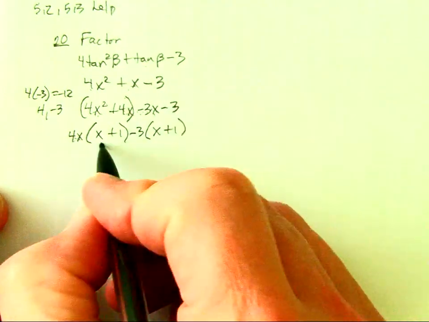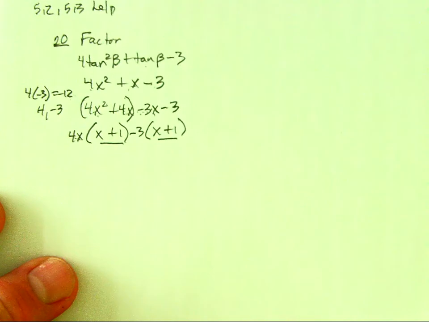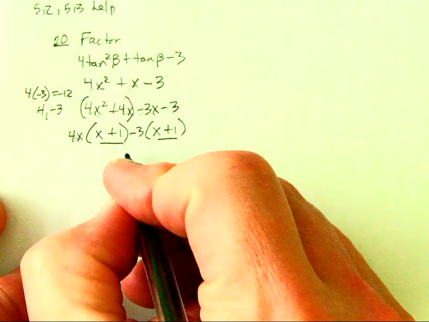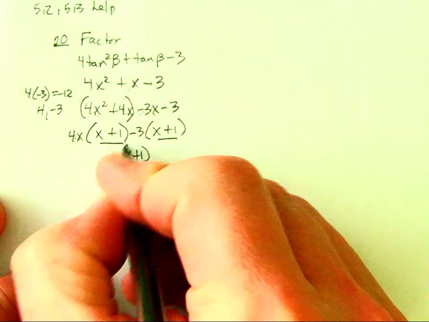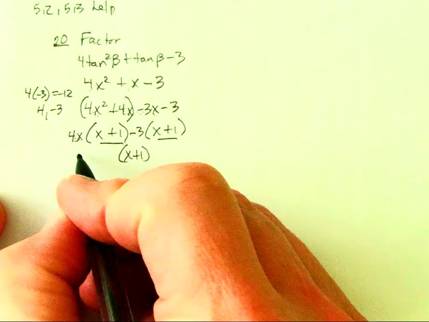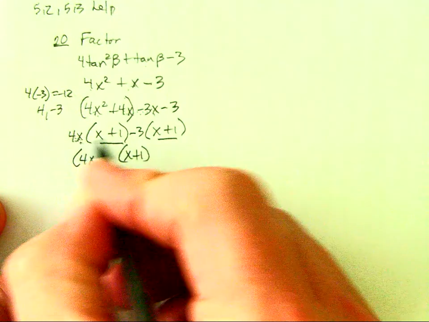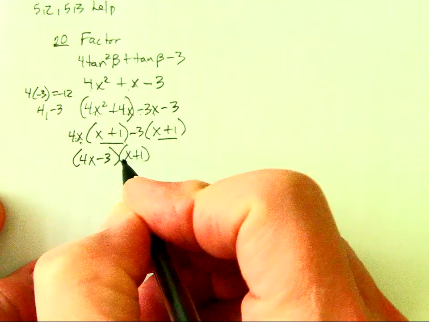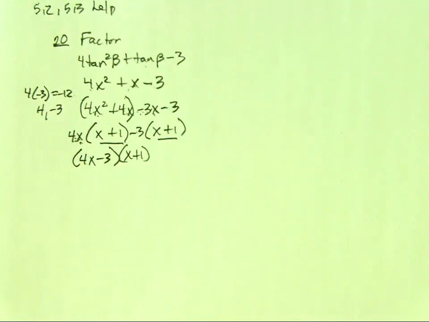Now we notice this is the same 1 on both of them. That's what we want to have happen. That's one of our factors. So x plus 1 is one of our factors. The other factor is the combination of the two things we took out, 4x minus 3. So there's the factored form.